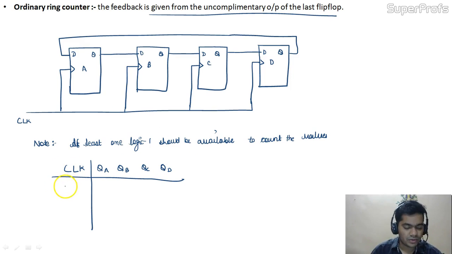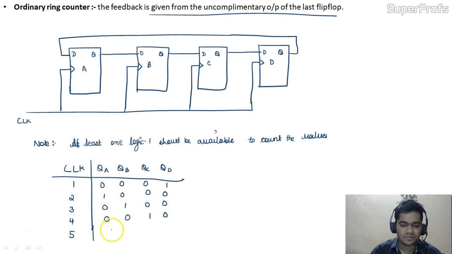Okay, so what we are going to do, we are taking one clock pulse as 1. So suppose this is 0, 0, 0, 1. Now the second clock pulse would be 1, 0, 0, 0. After the third clock pulse, the output would be 0, 1, 0, 0. After the fourth clock pulse, the output would be 0, 0, 1, 0, because it is shifting towards right, and after the fifth clock pulse, it would again become 0, 0, 0, 1.